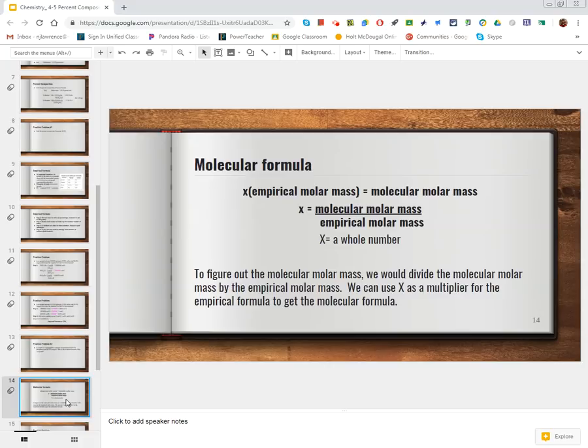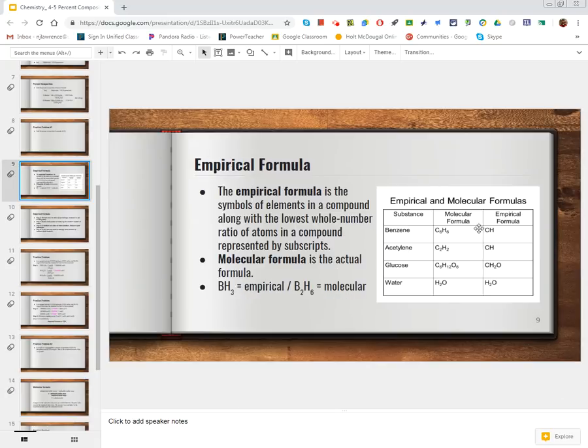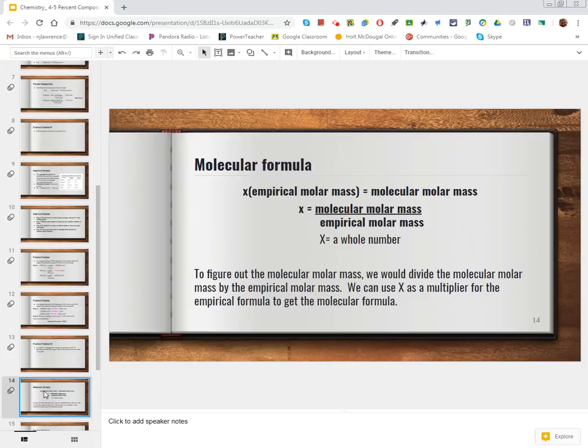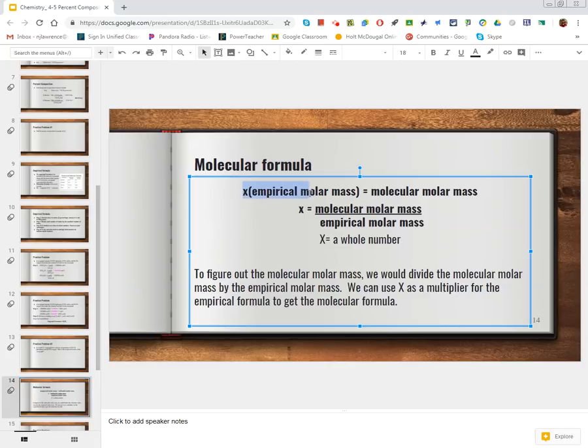We can now convert between molecular formula and empirical formula. If you remember from before, molecular formula and empirical formula have the same ratio, just your empirical formula is when it's in the lowest ratio, and your molecular formula can be a higher ratio of whatever compound you're actually talking about. To convert between them, all you're going to do is use a simple equation where your x is a whole number.